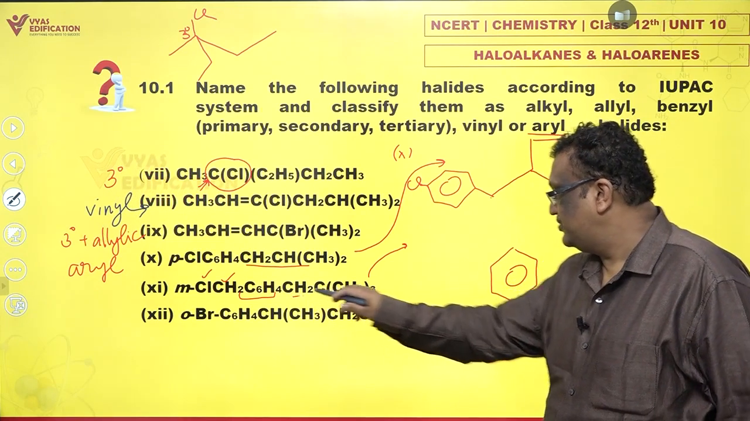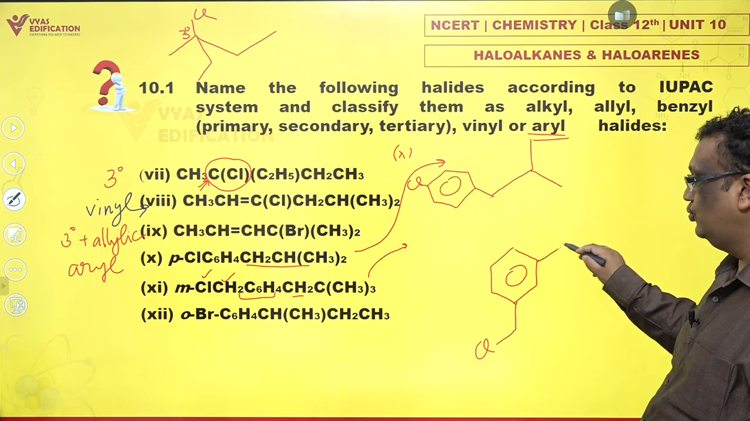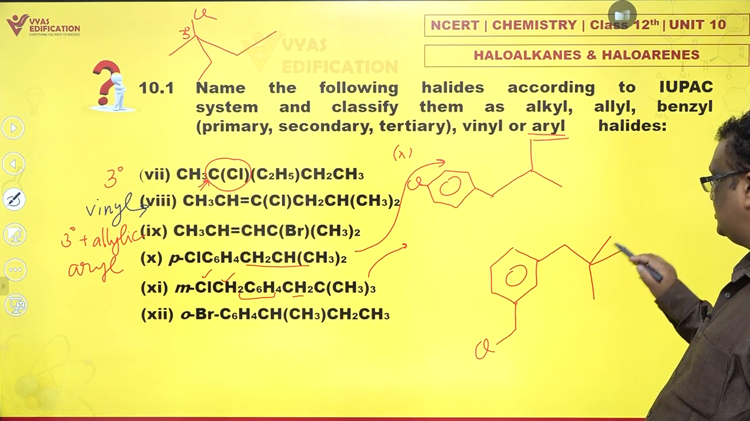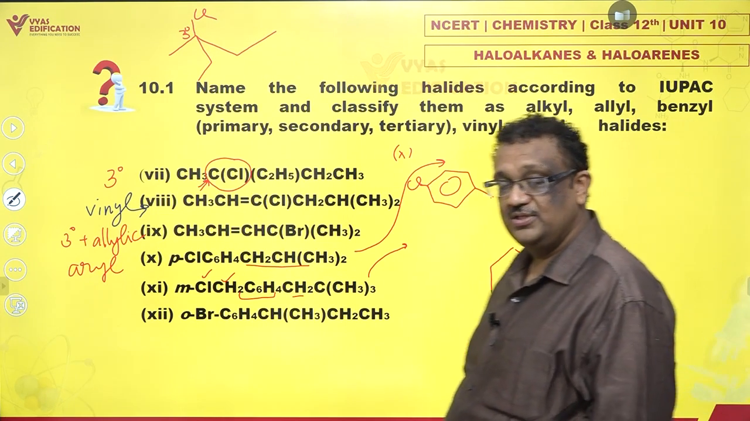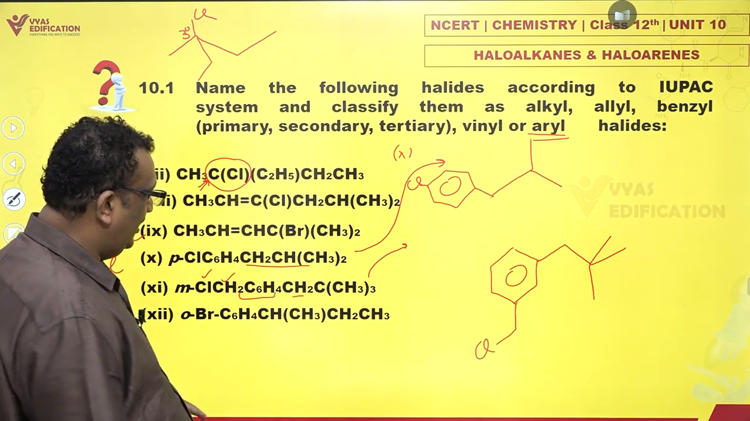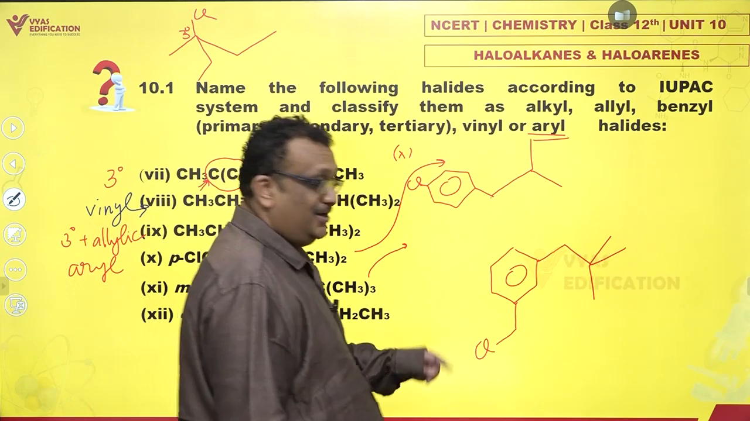On meta position, I have CH2. Then I have carbon. Then I have CH3, CH3, CH3 like this. Oh wow, this is the compound? Yes, this is the compound. 11th. And which location is this?